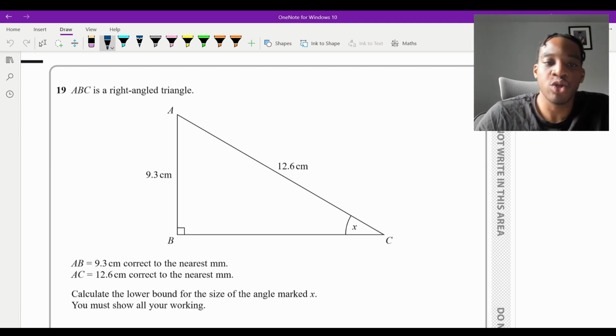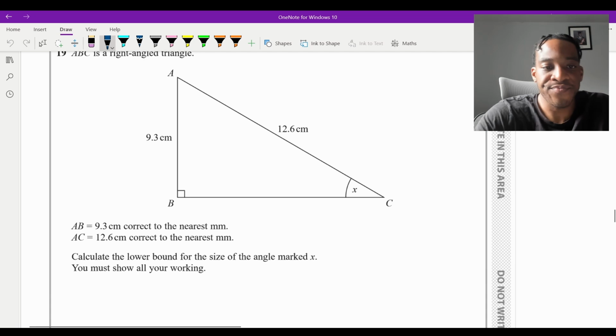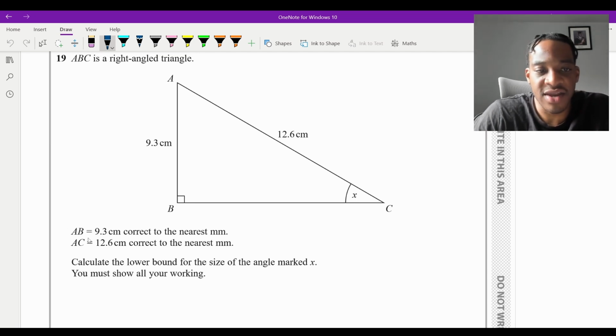So straight away, what you want to do is get your upper and lower bounds for whatever sides they've told you have been rounded, right? Now, firstly, they've given AB in centimeters and it says correct to the nearest millimeter. When this happens, you can just say to yourself, well, how many millimeters are there in a centimeter? There are 10. So I'll just do this here. There are 10 millimeters in 1 centimeter.